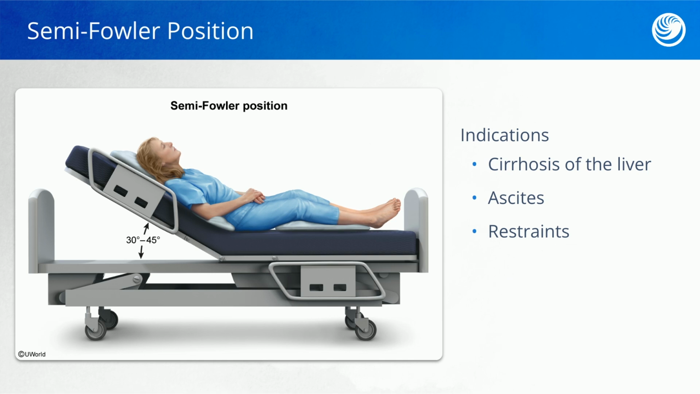Another indication for semi-Fowler position is in the postoperative client, particularly procedures like thyroidectomy or mastectomy. There's a potential for swelling up around the airway. And so having a patient sitting up allows gravity to help remove some of that edema and move it down to help protect their airway.